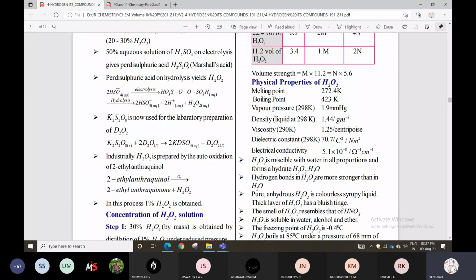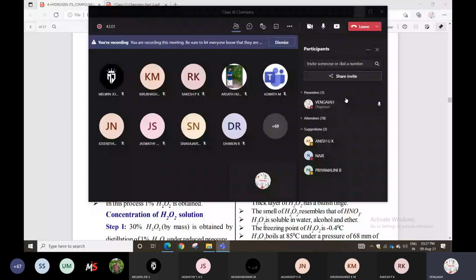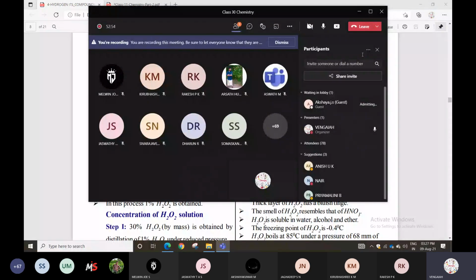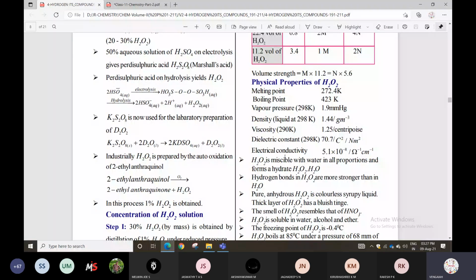Hydrogen peroxide is miscible with water in all proportions and forms hydrates. The hydrogen bonds in H2O2 are stronger than in H2O. So hydrogen peroxide has a strong hydrogen bond compared with water. Pure anhydrous H2O2 is colorless, but a thick layer of H2O2 is bluish. In small amounts, the smell of hydrogen peroxide resembles that of nitric acid.